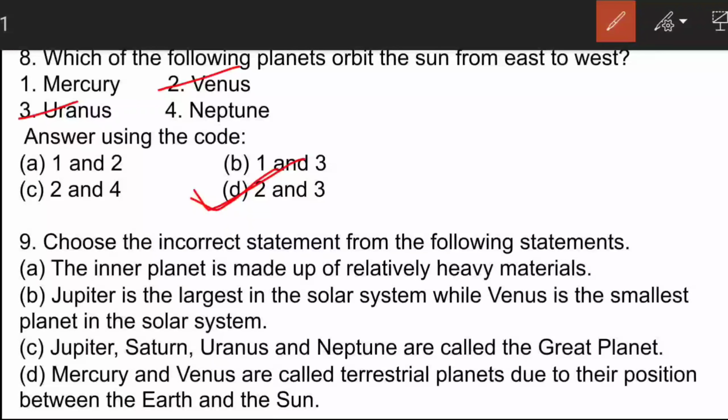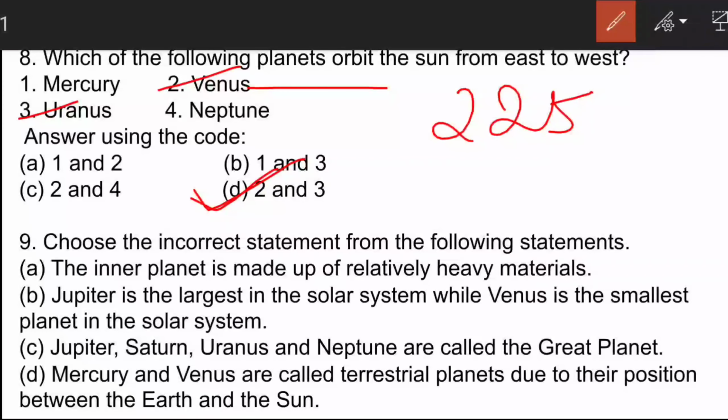Venus is the second closest planet to the sun and it takes around 225 days to complete its revolution. So let's move to the next question. You have to choose the incorrect statement from the following. The inner planet is made up of relatively heavy materials. This is correct. Jupiter is the largest in the solar system while Venus is the smallest.